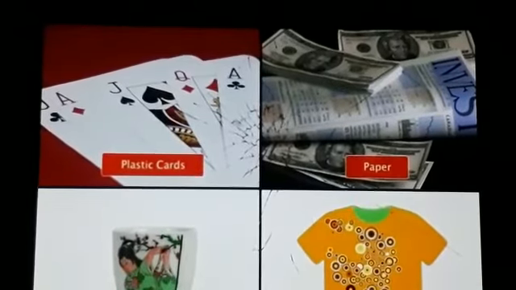Different media, such as a plastic card, paper, fabric, or ceramic, can be printed using a sublimation printer.